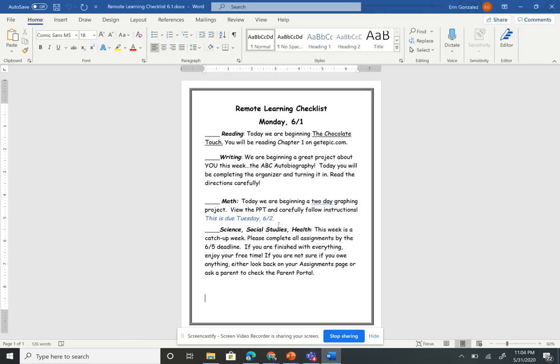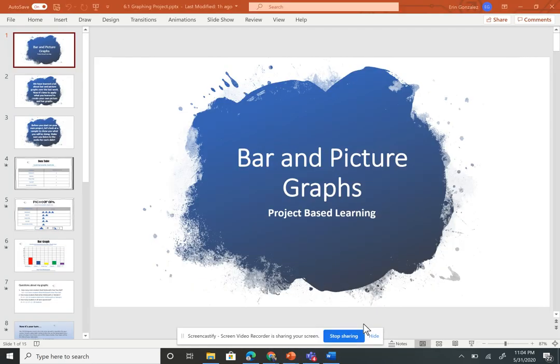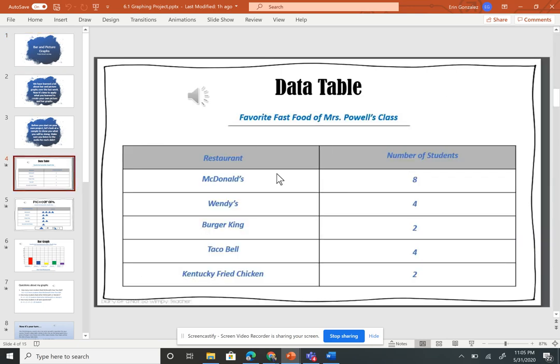Next thing is for math, you're going to start a 2-day project with the graphing that we've been working on. So that one looks like this. We've been working on bar graphs and picture graphs, so we are going to put this all together. Here is an example of a data table. It's favorite fast foods in Miss Powell's class, and she has the name of the restaurant and the number of students who like those restaurants.